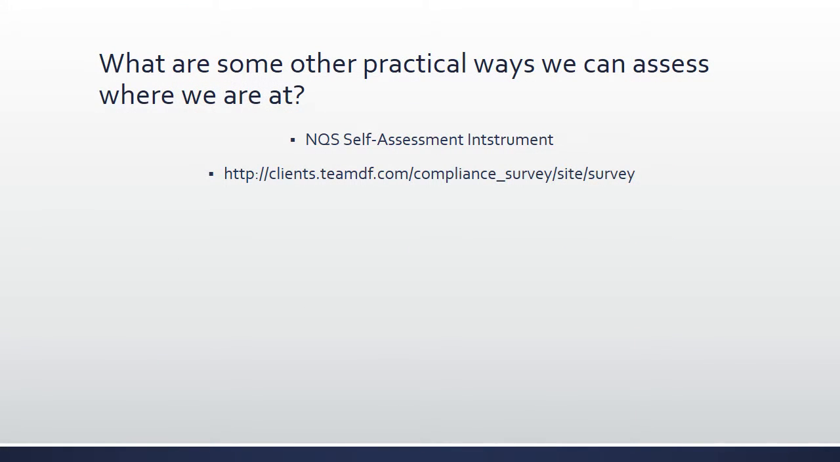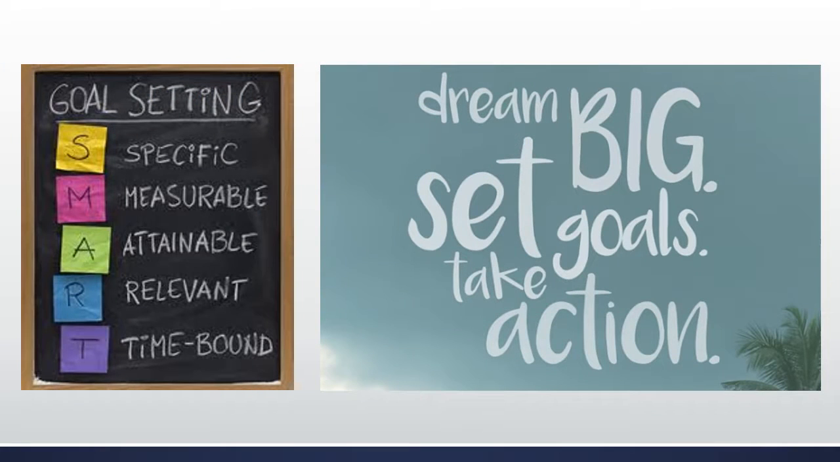So what are other practical ways we can assess where we are? And that's the National Quality Standards Self-Assessment Instrument, and there's a link right there for it. Alright, goal setting. It needs to be specific, measurable, attainable, relevant, and time-bound. So basically that is everything within a quality improvement plan. ACECQA have taken early childhood, and quality improvement plans are generally reserved for other parts of the business sector. And they've gone, do you know what, we think this can work amazingly within an early childhood service. And do you know what, I think they're right.